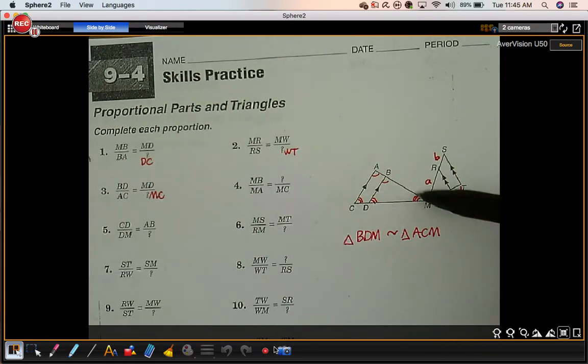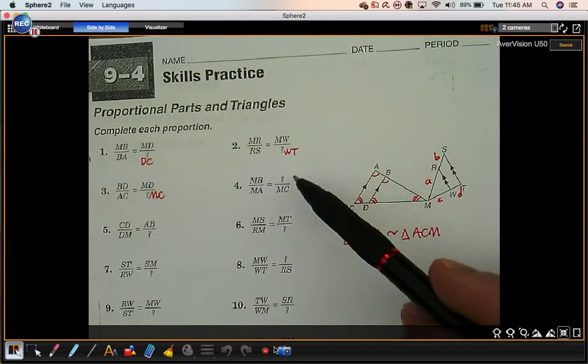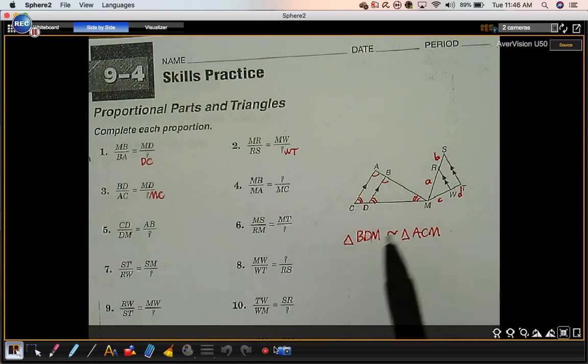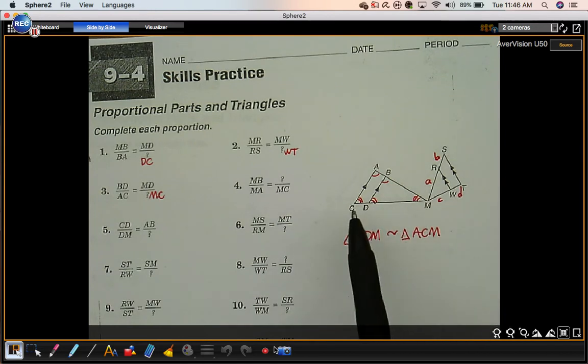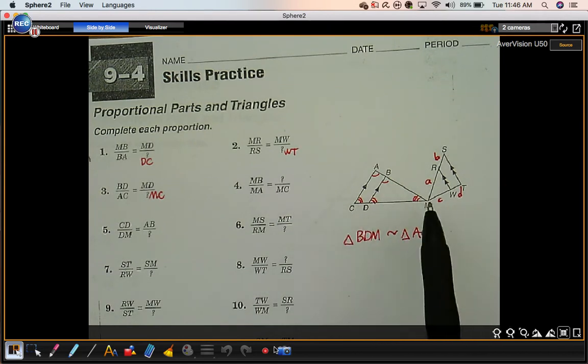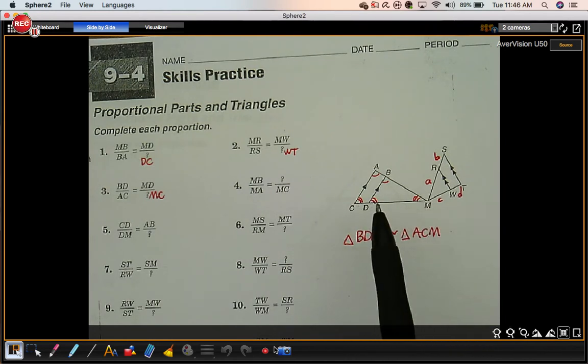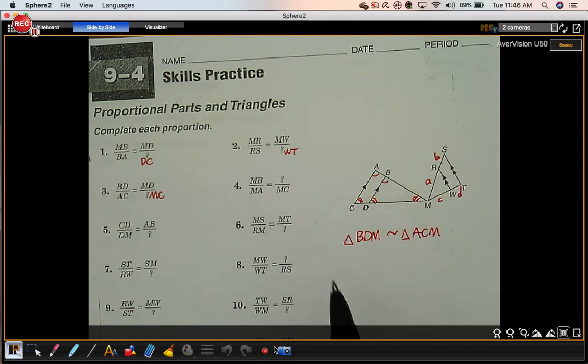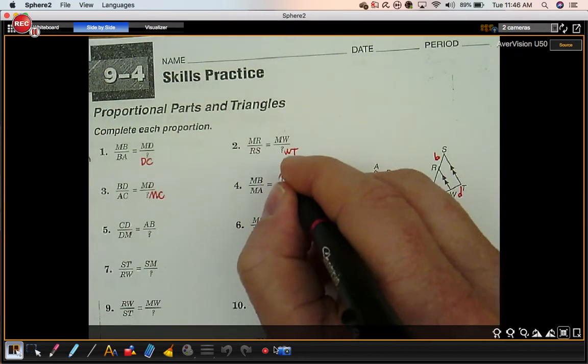Number 4, M to B over M to A. So that's the entire right side of the small triangle compared with the entire right side of the big triangle. So we're comparing an entire side to an entire side. What's that equal to? It'll be equal to something over top of the entire bottom of this triangle, M to C. So make sure you're comparing the entire side to an entire side. So it would be segment MD.